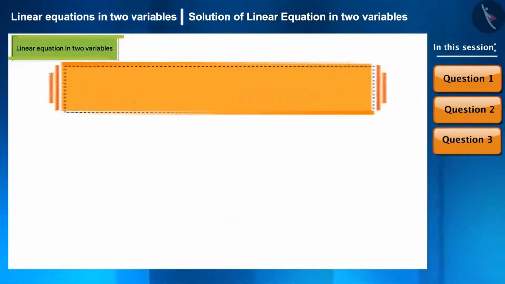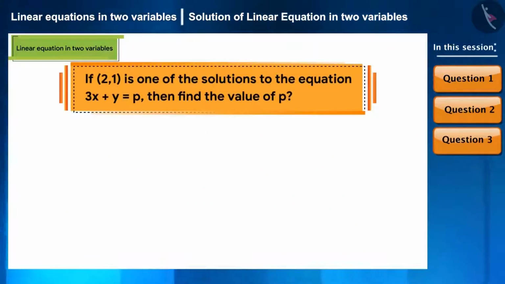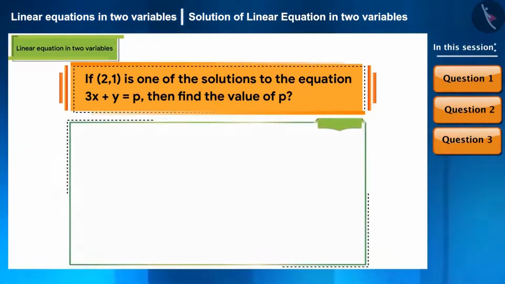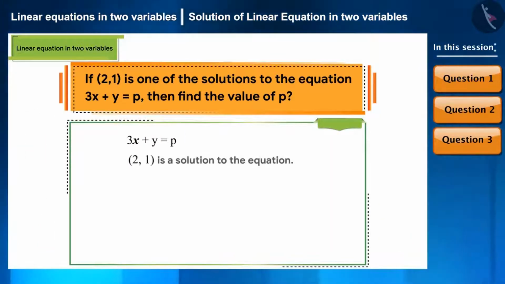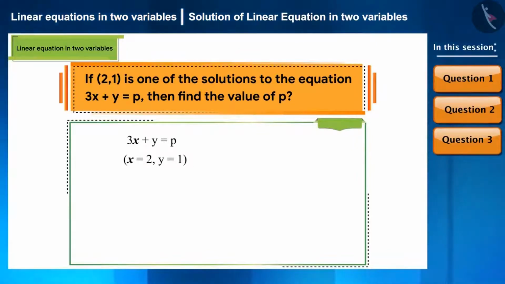Let's see one more question. If (2, 1) is one of the solutions to the equation 3x plus y is equal to p, then find the value of p. If (2, 1) is the solution to the equation, that is, if we consider x as 2 and y as 1 in the equation 3x plus y is equal to p, then RHS will be equal to LHS. So, substituting the value of x as 2 and y as 1 in the equation would look somewhat like this: 3 multiplied by 2 plus 1 is equal to p.